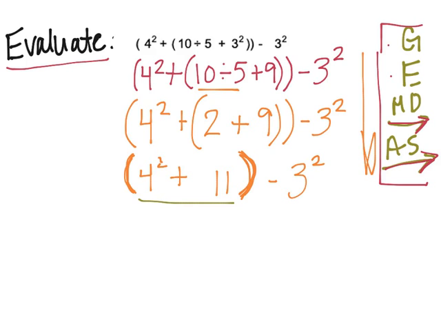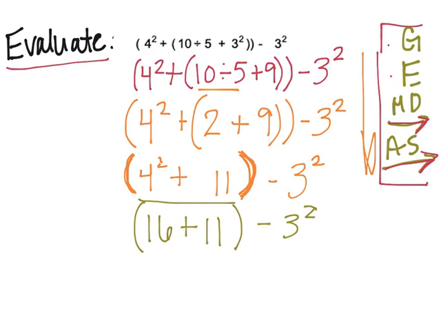So now I'm left with one group. So I have this group here. I have an exponent and I have addition. I know that I need to evaluate my exponent before anything else. So I have 4 squared, which is the same as 4 times 4, which is 16. So now I have parentheses 16 plus 11, close parentheses, minus 3 squared.